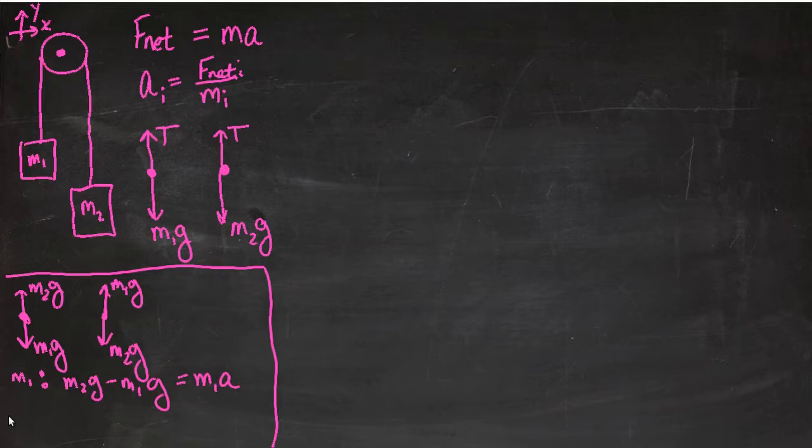And then for the second mass, m2, we'd say that this is going to be up minus down, so m1g minus m2g, and that would equal m2a. So we can already see there are a few problems. One of the problems here is that I have two equations and my only unknown is a.